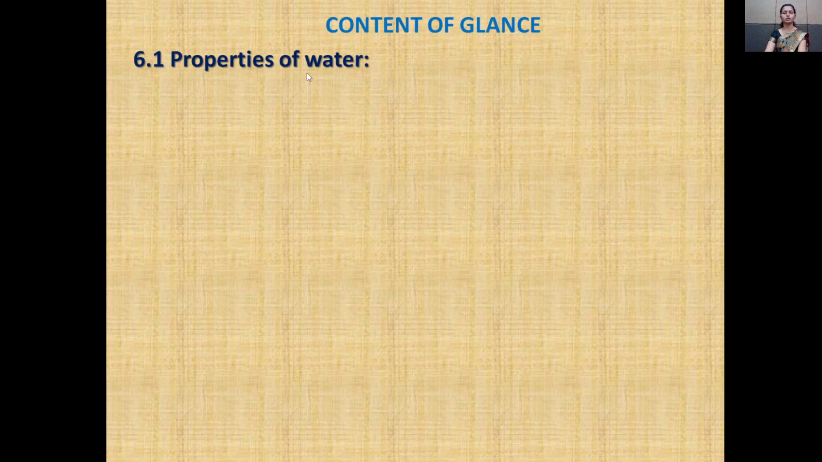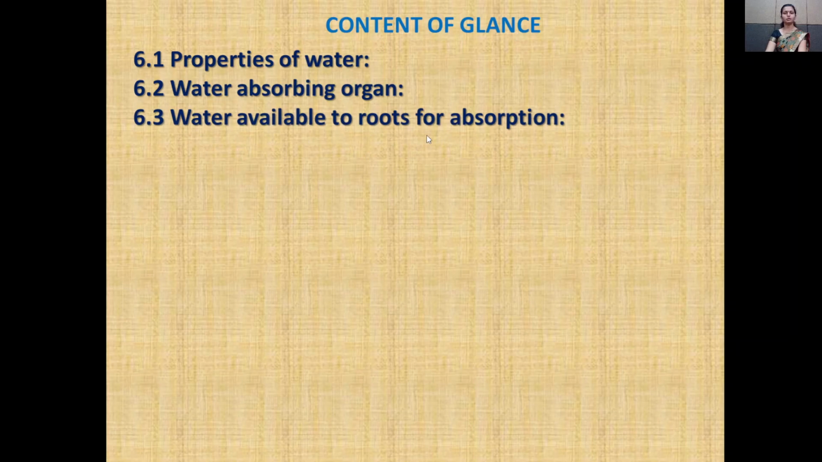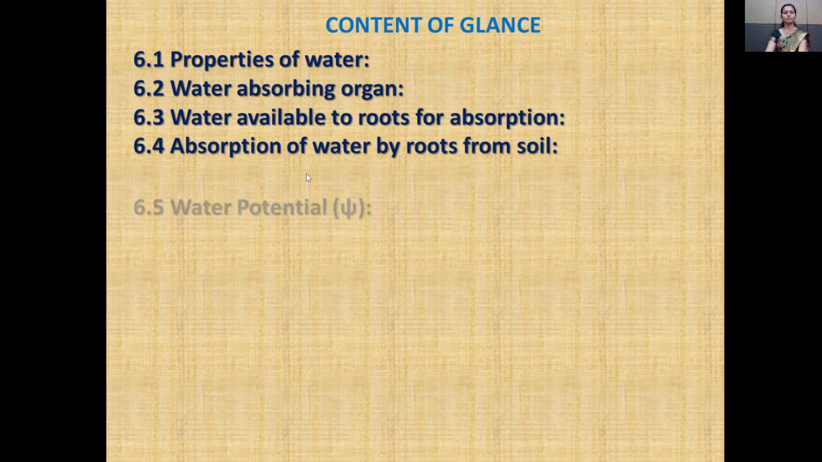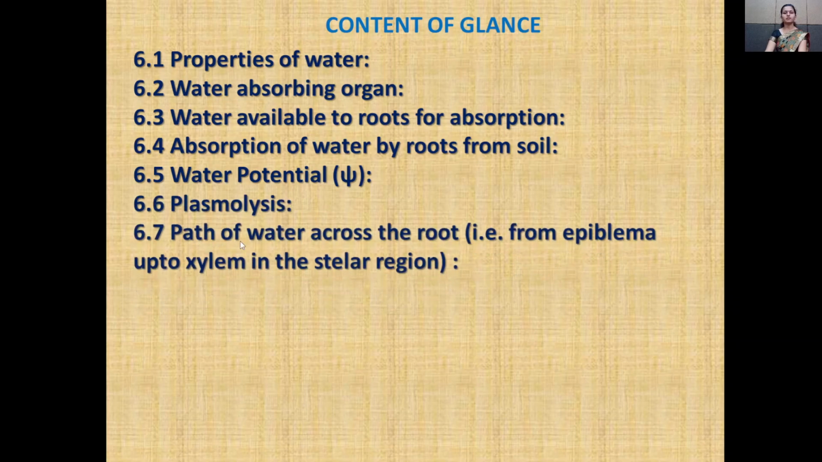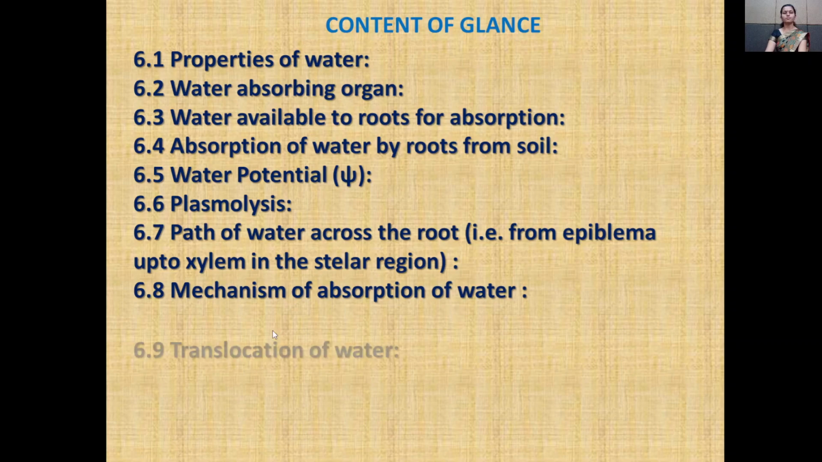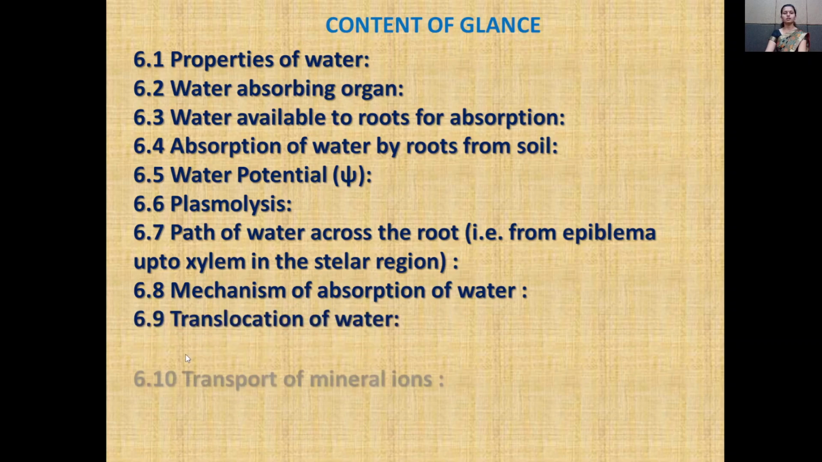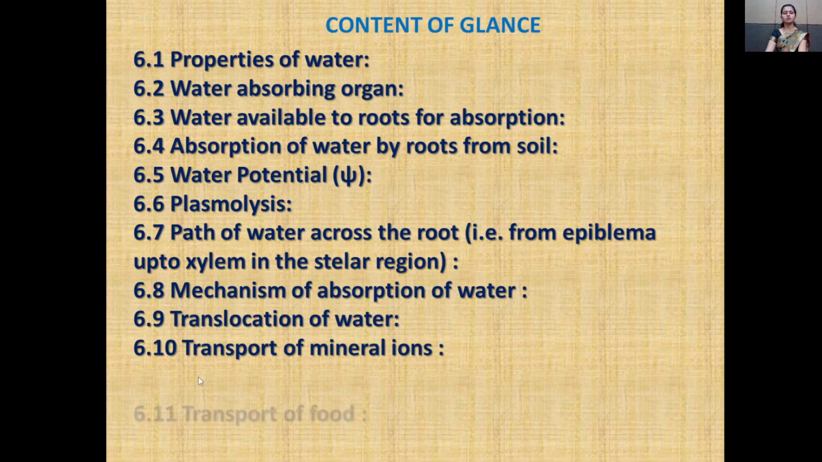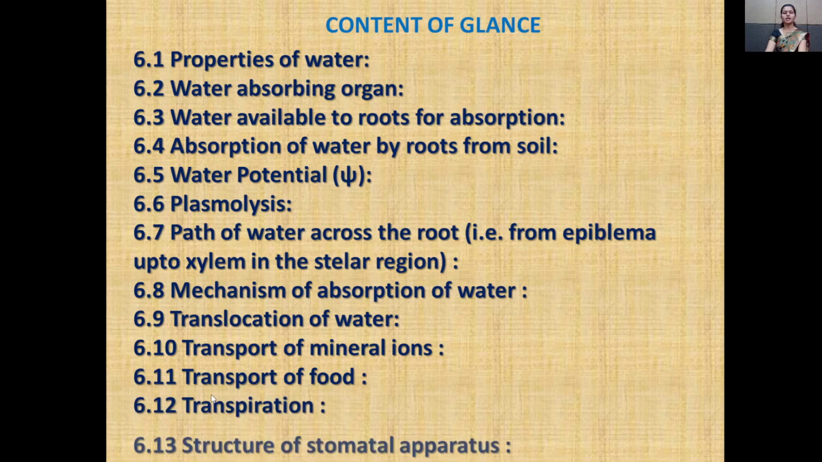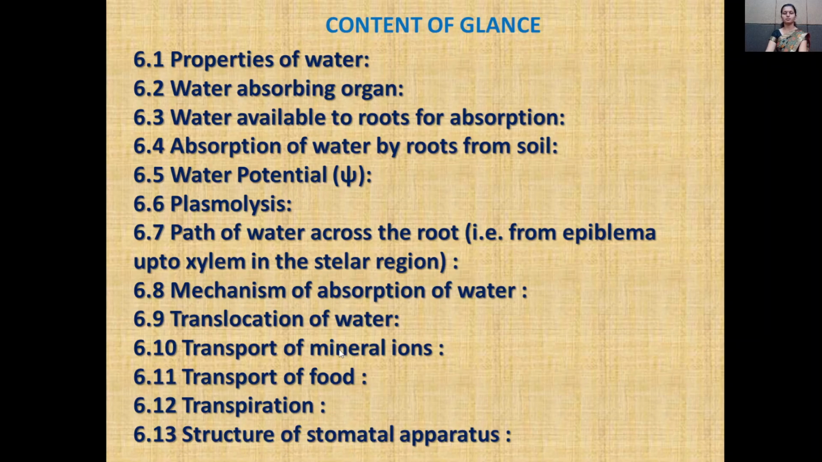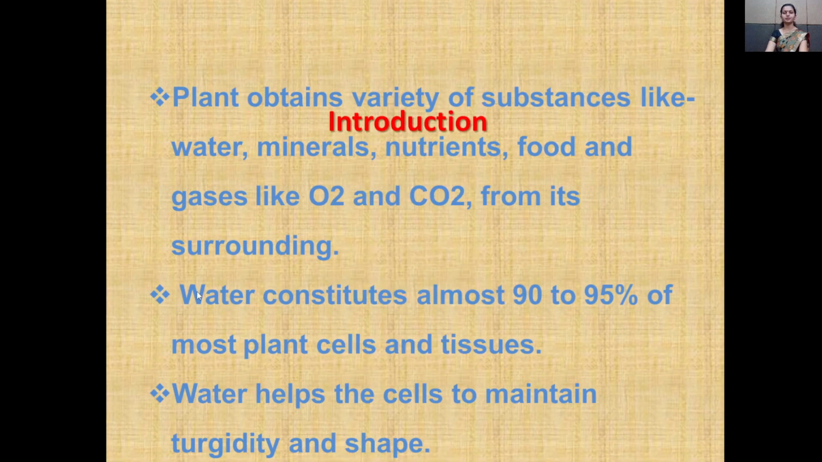First point is properties of water. Second, water absorbing organ. Third, water available to roots for absorption. Fourth, absorption of water by roots from the soil. Fifth, water potential. Sixth, plasmolysis. Seventh, path of water across the root. Eighth, mechanism of absorption of water. Ninth, translocation of water. Tenth, transport of mineral ions. Eleventh, transport of food. Twelfth, transpiration. And last, structure of stomatal apparatus. Go to the next slide.